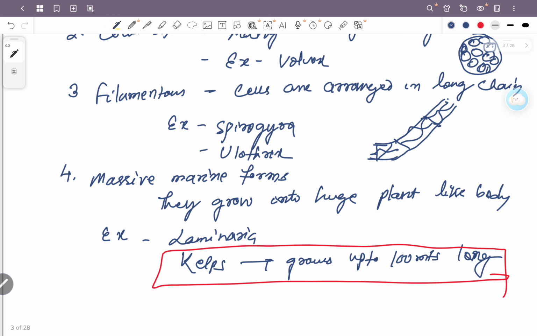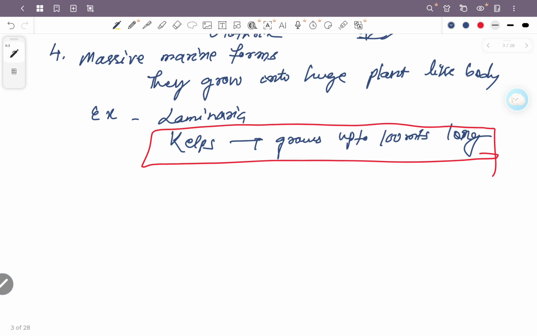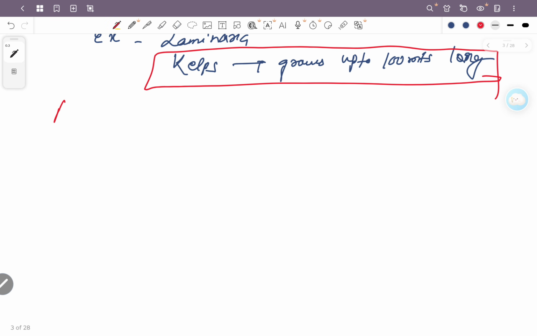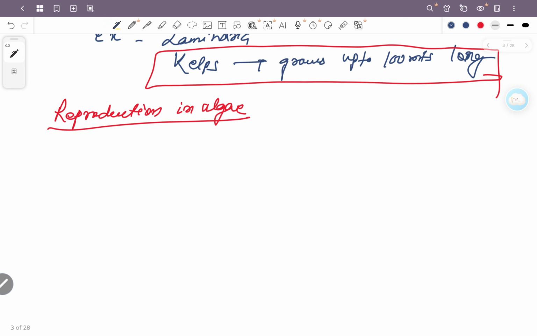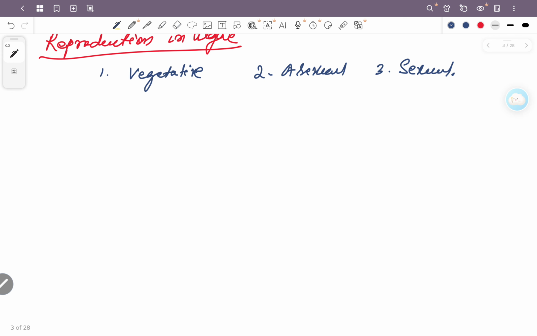Okay. Now come to the reproduction in algae. So as I have said you, they can reproduce by 3 methods. One is vegetative, asexual, and third one is sexual. Okay. So now let us come to the first one, that is vegetative reproduction.